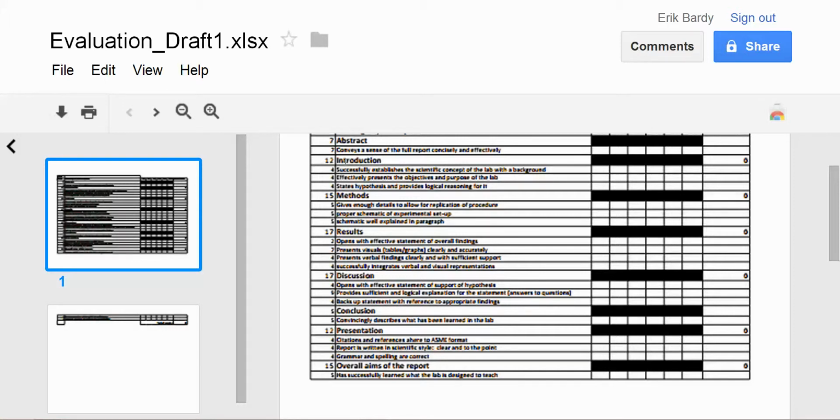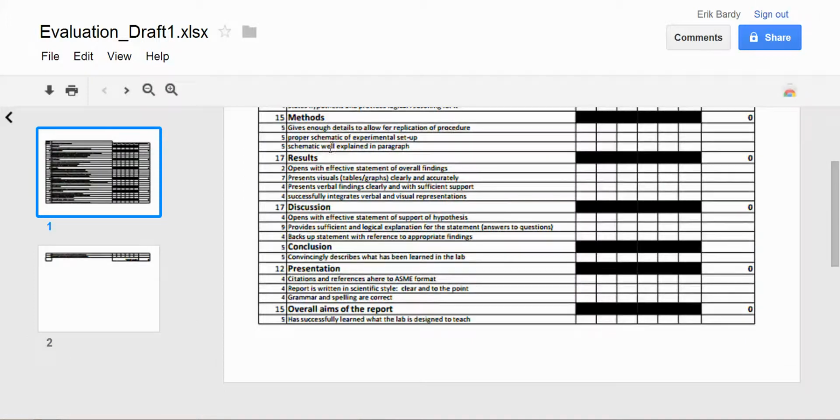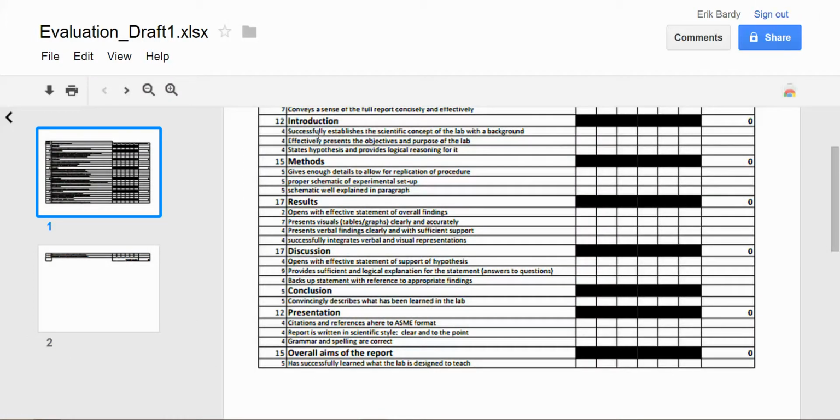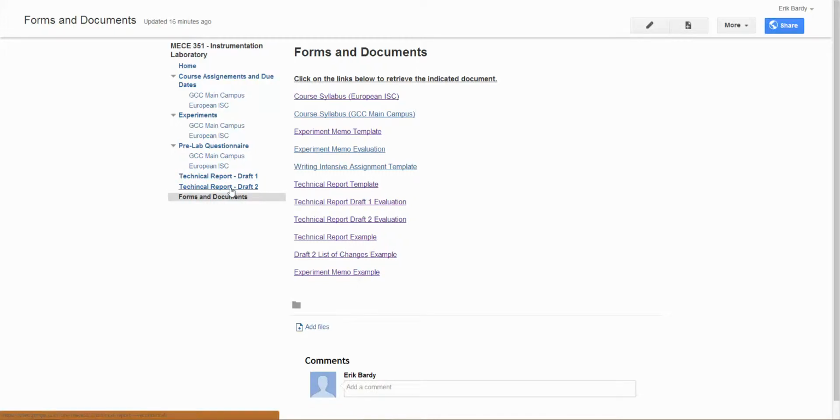In case you can't read it, the introduction is based on 3 criteria. The first one is successfully establishes the scientific concept of the lab with a background. So what you're required to do is to establish the scientific concept of the lab with a background. The second criterion is based on whether or not you effectively present the objectives and the purpose of the lab. And then the third criterion is how you state the hypothesis and how you provide logical reasoning for that hypothesis.